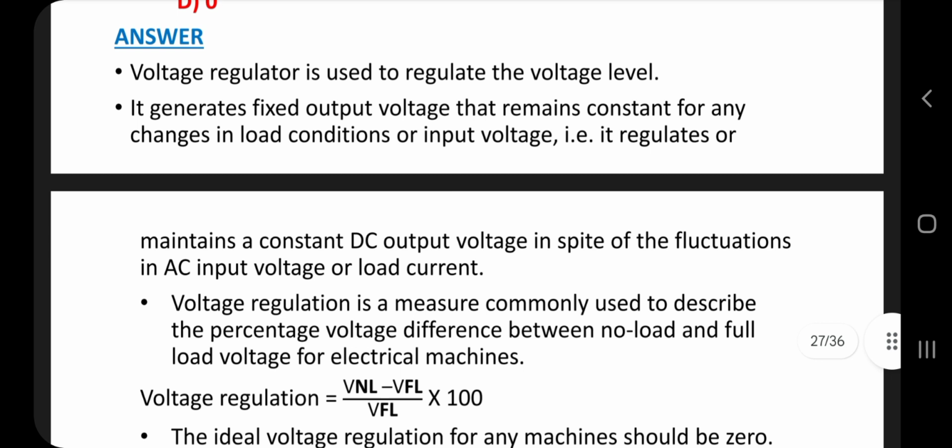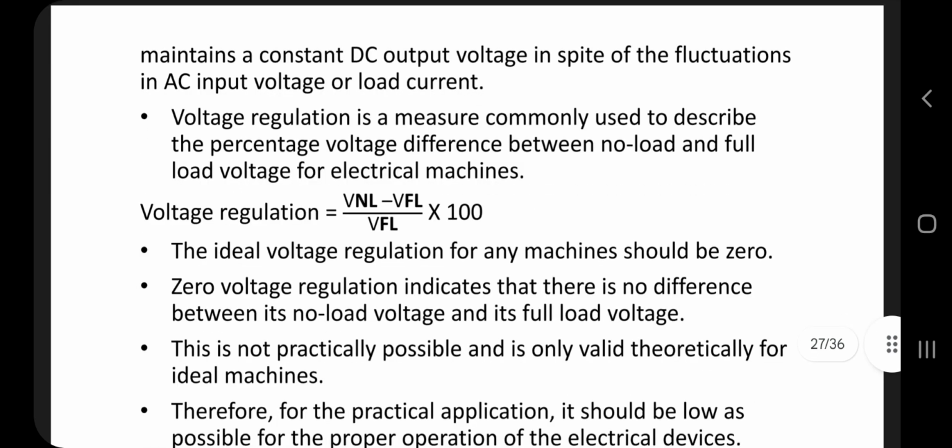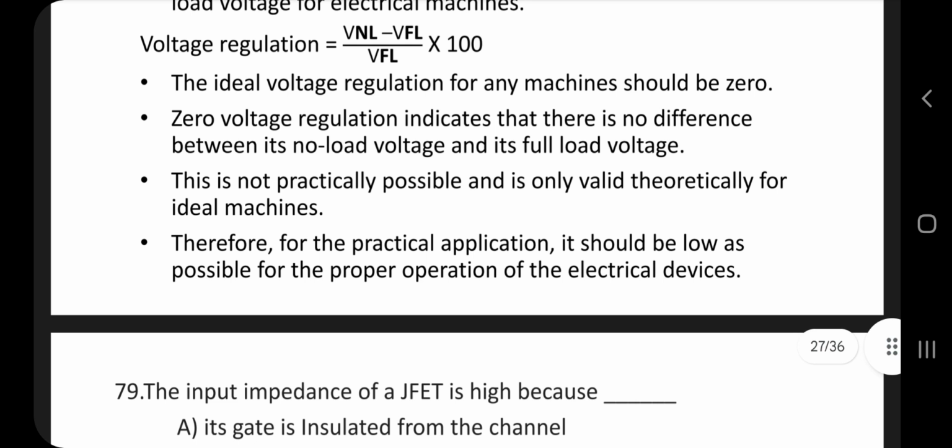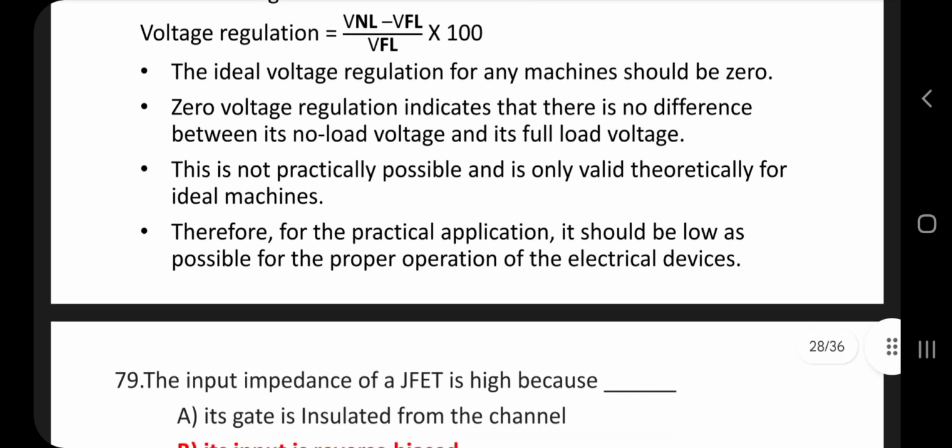That is, it regulates or maintains a constant DC output voltage in spite of the fluctuations in AC input voltage or load current. Voltage regulation is a measure commonly used to describe the percentage voltage difference between no load and full load voltage for electrical machines. Voltage regulation equals V no load minus V full load divided by V full load into 100. The ideal voltage regulation for any machine should be 0. Zero voltage regulation indicates that there is no difference between its no load voltage and its full load voltage. This is not practically possible and is only valid theoretically for ideal machines.